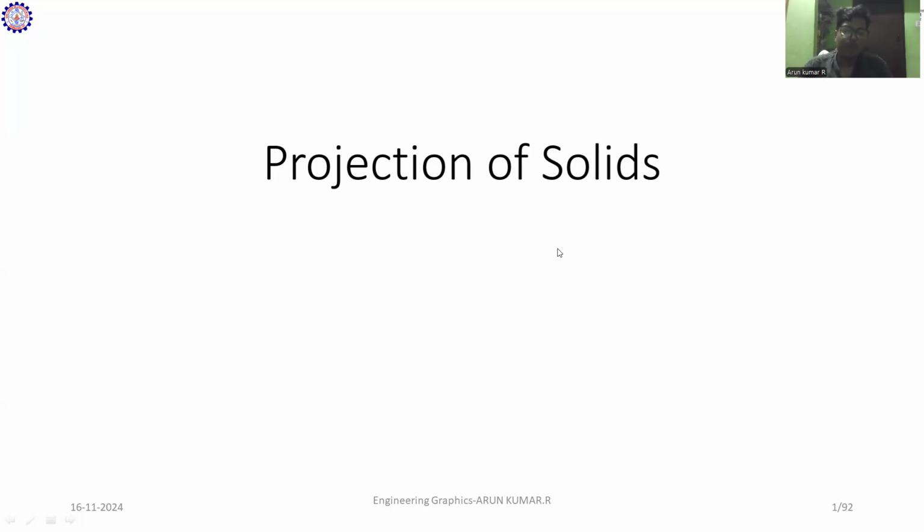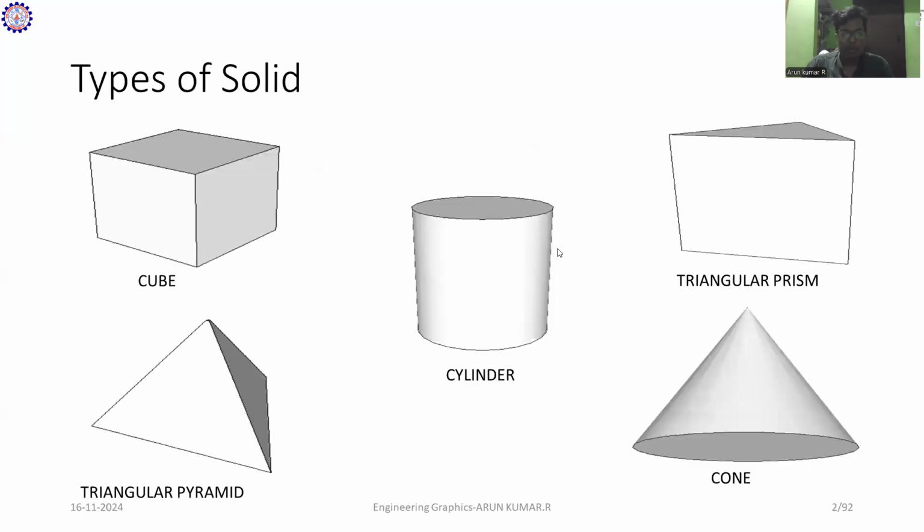So now, discussing one by one. Before going further, we need to know the meaning of solid and the solid names, so that we can move on to the problems with easy understanding. Let's move on to the different types of solids. Here I will show the different types of solids.